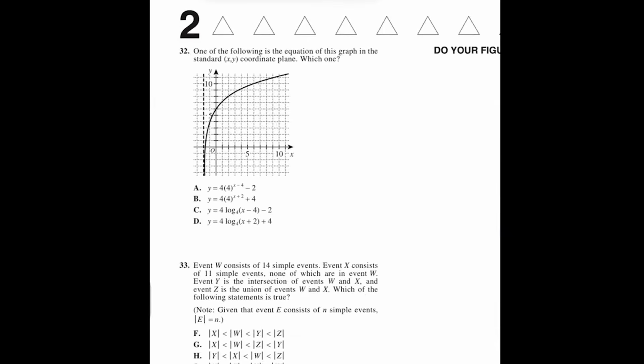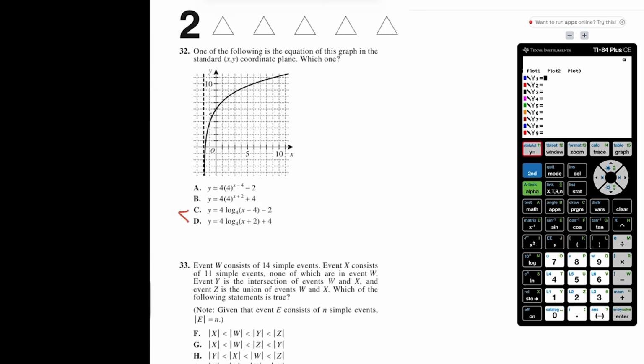So on number 32, one of the following is the equation of the graph in this coordinate plane. Which one? Honestly, you can do these by hand, but you might lose your mind on this. All you have to do is plug this into the graph. Here's my hint: if they're giving two log options, likely it's going to be one of the logs. So all you do on your graphing calculator is plug it into the y equals, graph it, and match.